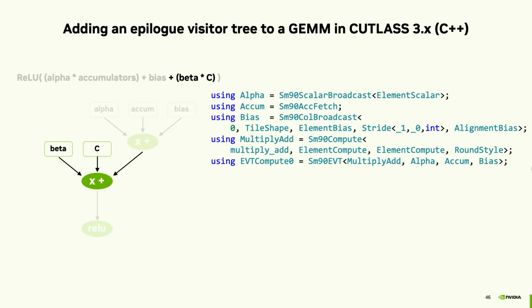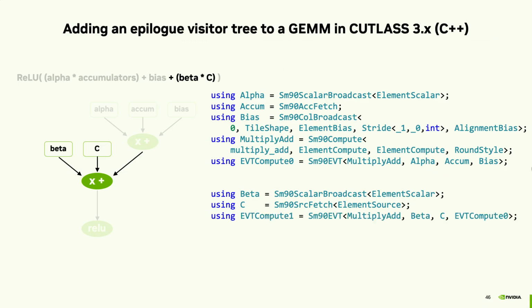The next multiply add follows pretty similarly. The beta is represented just as we did for alpha. Additional source tensor C is represented via an SM90 source fetch node, which tells us that we'd like to load tiles from global memory. And finally, we hook these together via another SM90 EVT, reusing the multiply add compute node that we saw previously, but this time operating over operands beta, C, and finally over EVT compute 0, which is the EVT that we defined for the previous multiply add. This tells us that we're going to be feeding in the outputs from the first multiply add into the second one.